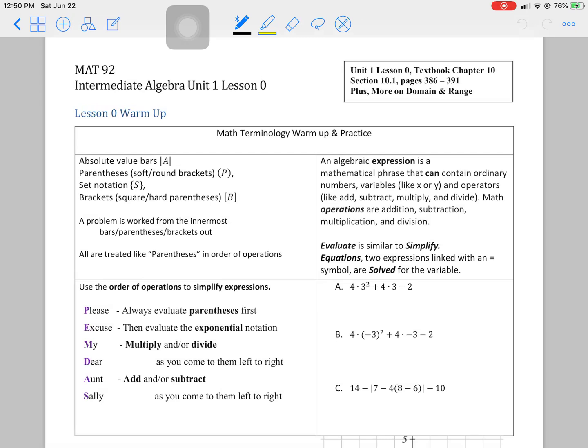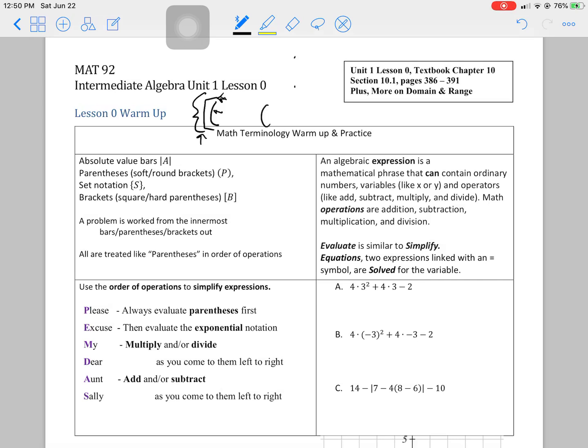So we want to talk about some math terminology. And when you use brackets, have you noticed in the textbook they'll have a bracket? Okay, so these are three types of parentheses. The first one is what most people know as parentheses. Some people call that the soft round brackets. This one right here is a hard bracket or a square bracket, however the terminology works. This one is set notation.